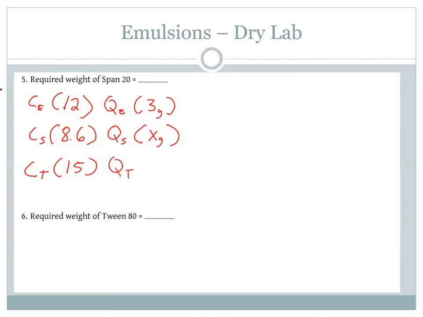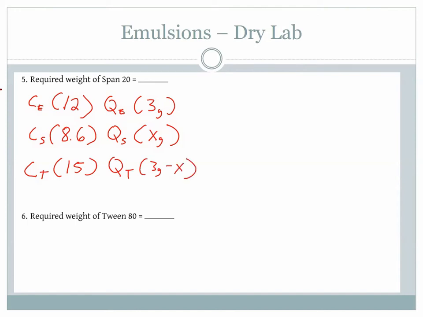What will the quantity be? Once again, we don't know it, but do we know it in relationship to the total and the amount of the span? Yes, if the total of both will be 3 and the span is X, then what is the Tween going to be? Tween is going to be 3 grams minus X. That will be the difference.